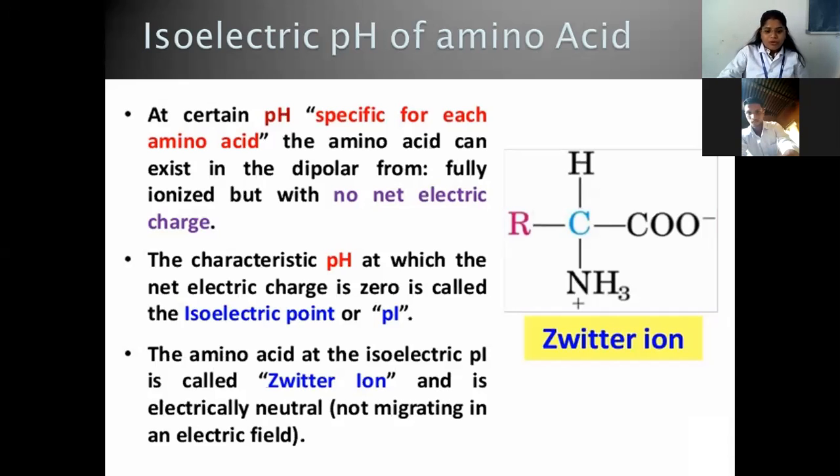That's why it is known as electrically neutral. See this zwitterion structure: in a zwitterion there is the presence of positive as well as negative charge. At this pH, the isoelectric pH, it does not move in the electric field, and the net charge of the solution is 0. Along with that, it contains both positive as well as negative charge. Clear? Isoelectric pH. See this diagram structure.